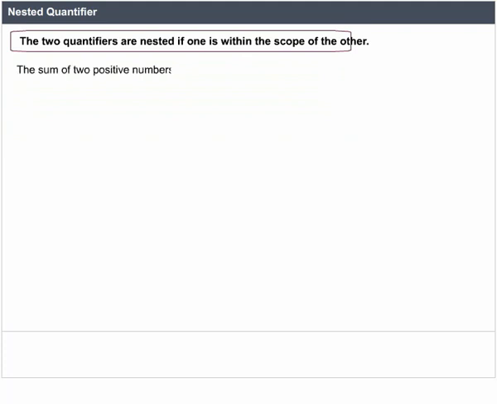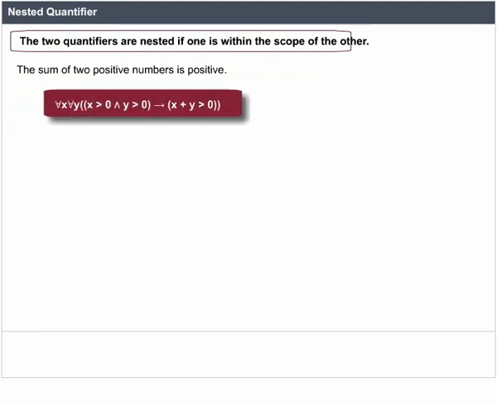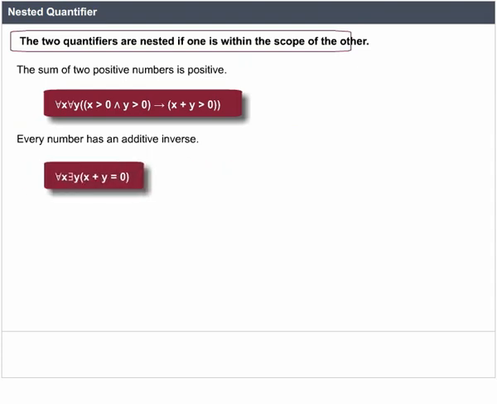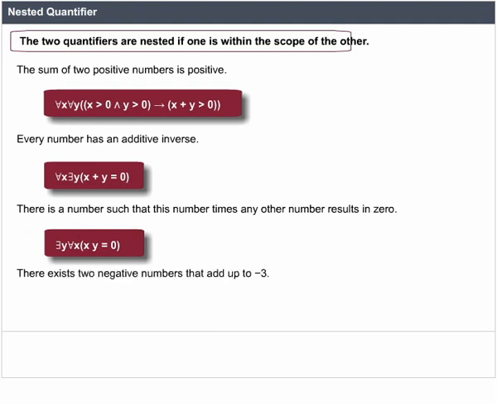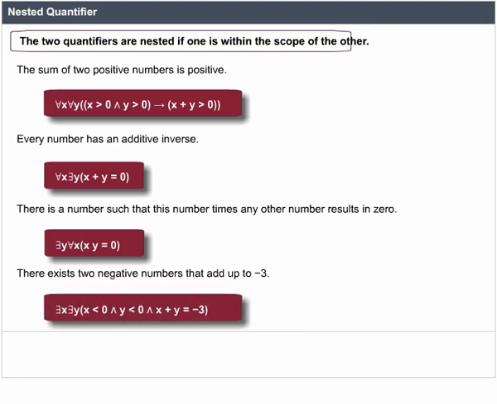The sum of two positive numbers is positive: for every x, for every y, x greater than 0 and y greater than 0 implies x plus y greater than 0. Every number has an additive inverse: for every x, there exists y, x plus y equal to 0. There is a number such that this number times any other number results in 0: there exists y, for every x, xy equal to 0. There exist two negative numbers that add up to minus 3: there exists x, there exists y, x less than 0 and y less than 0 and x plus y equal to minus 3.